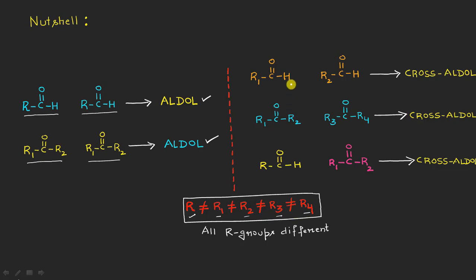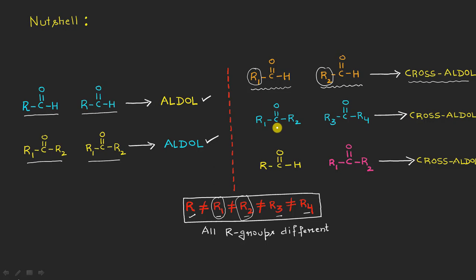So on the right hand side of the screen, you will see that when the reaction takes place between different kinds of aldehydes, because this aldehyde here is different from this second aldehyde, because you can see here R1 is not equal to R2, which I have shown here. So whatever reaction takes place between different kinds of aldehydes will give a cross-aldol type of product formation, right?